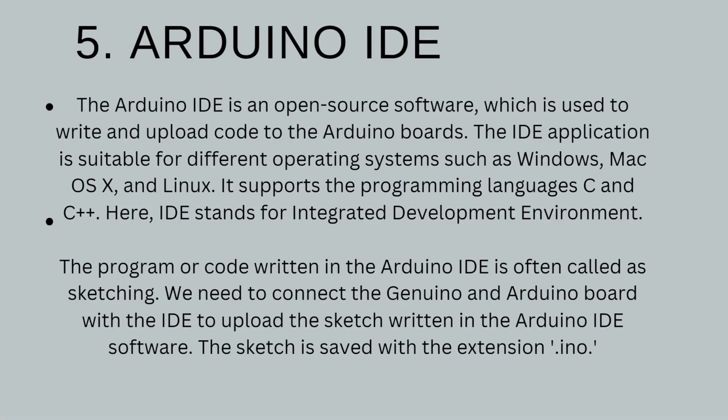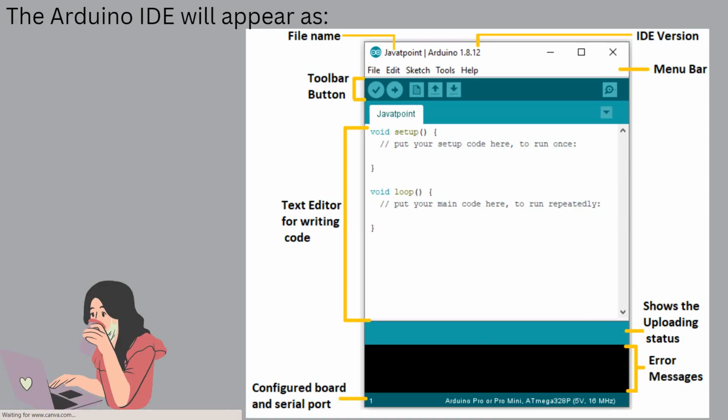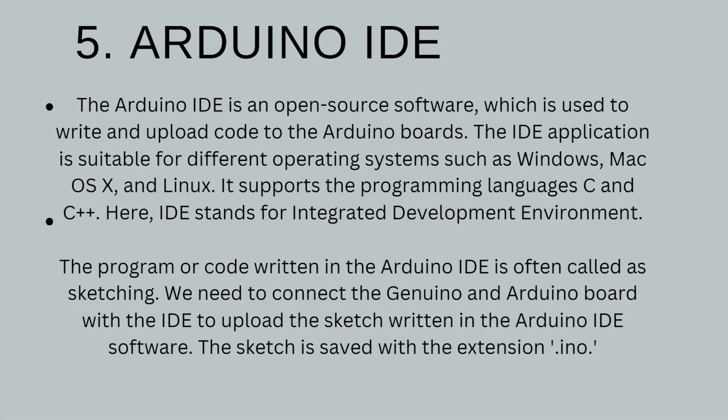So Arduino IDE is what we use to program our Arduino. Arduino IDE is open source software in which we write the code, and then we upload the code to the Arduino board. Arduino IDE is suitable for different operating systems like Windows, Mac OS, and Linux. It supports the programming languages C and C++.